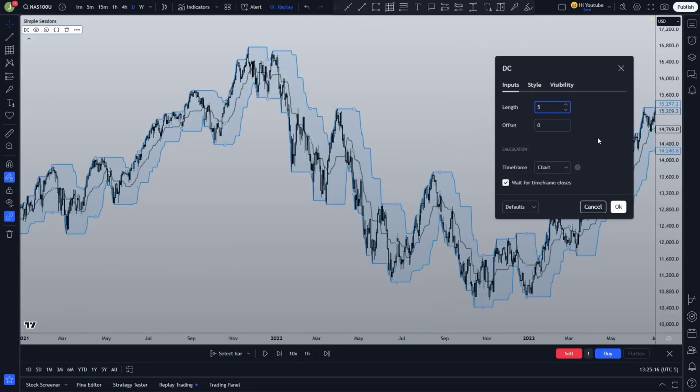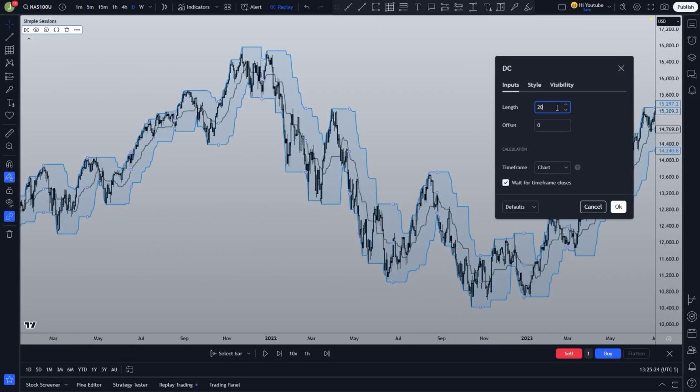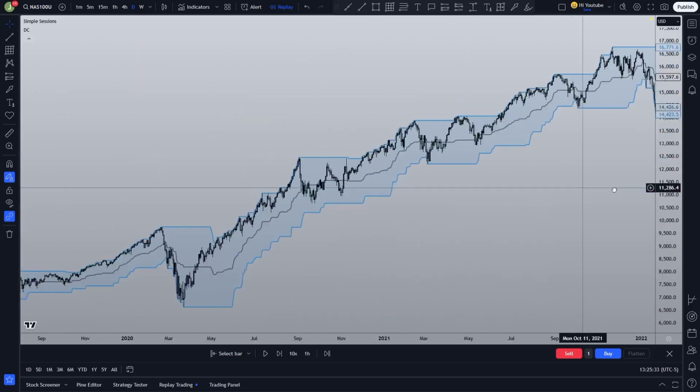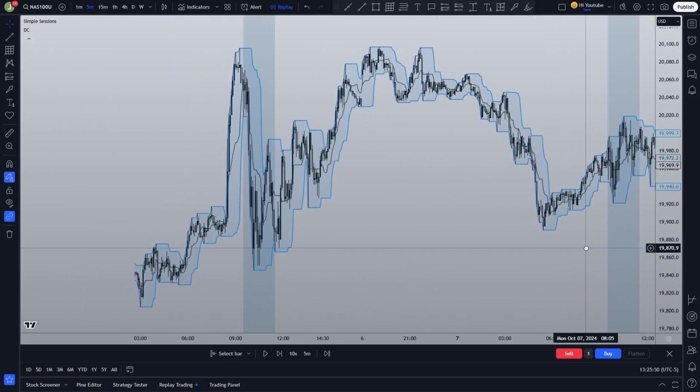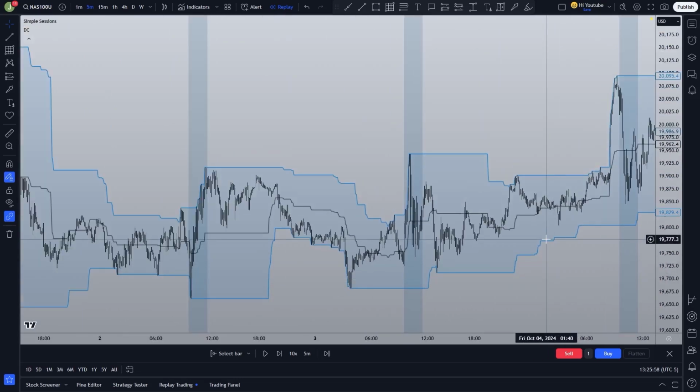I mentioned earlier that the default for the Donchian channels tends to be 20 candles, but you can tinker with this setting to find more or less breakout entries. Donchian channels with shorter periods are more sensitive but generate more signals. Longer periods are smoother but could delay your entries.